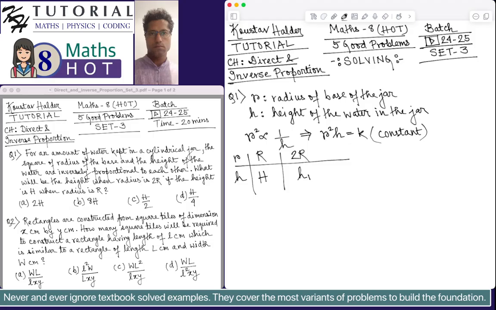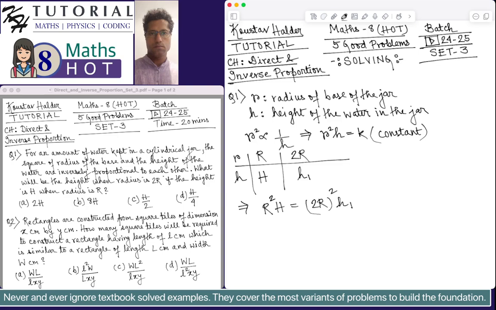So we have assumed that the height of the water will be H1 when the radius of the base of the jar is 2R. So from here, since these two quantities R and H are inversely proportional to each other, we must have R square H equals a constant. That is, the product of R square and H of the corresponding values will be equal. So R square H should be equal to twice R, whole square, and H1.